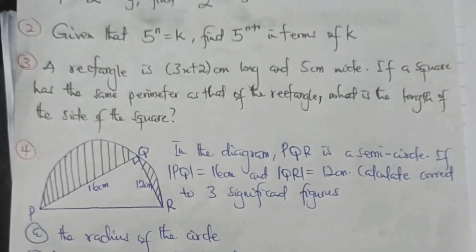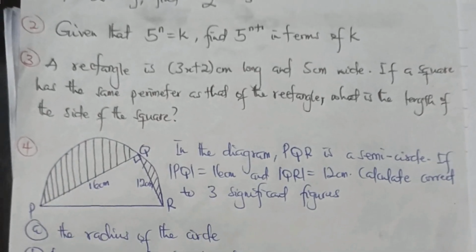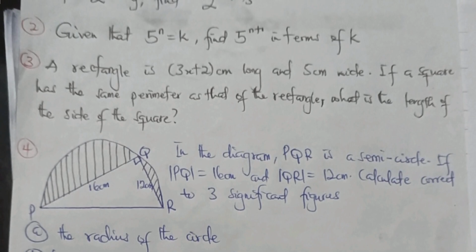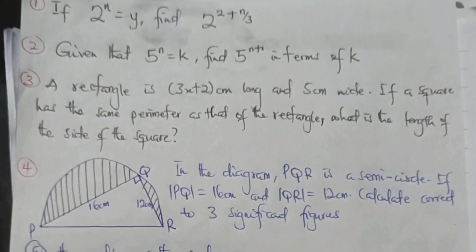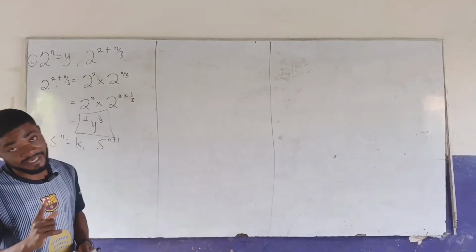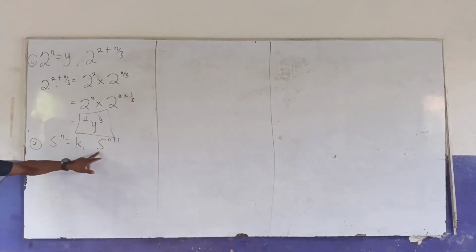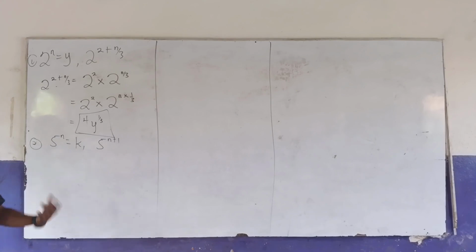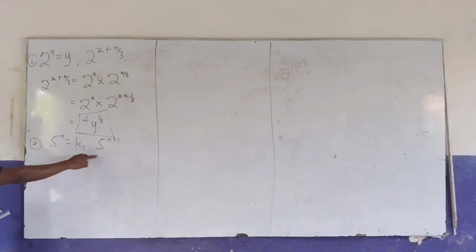All right. The second question also is similar. If 5 to the power n is equal to k, then we are supposed to find 5 to the power n plus 1 in terms of k. So we are supposed to find this in terms of k.